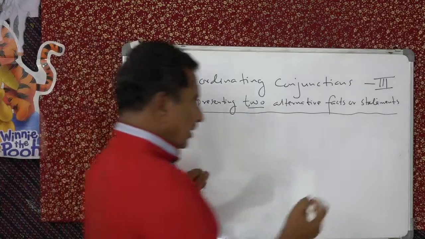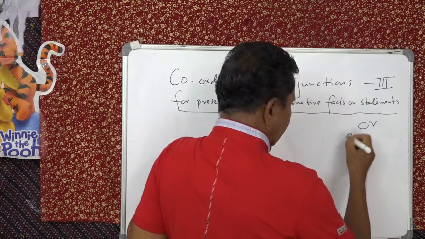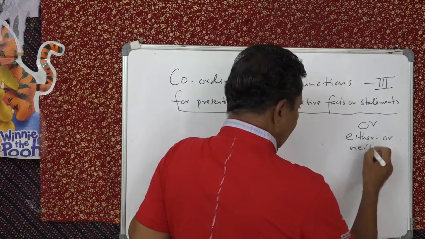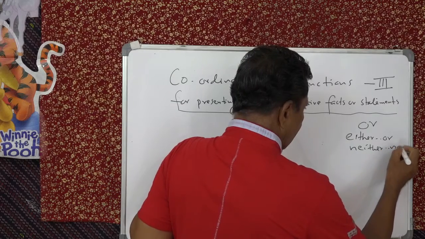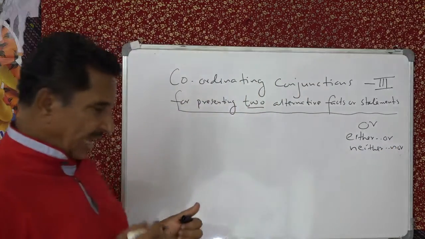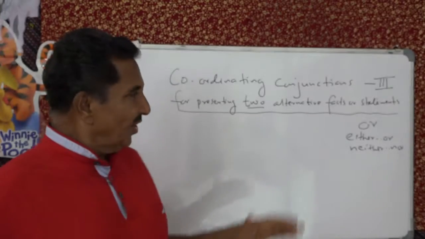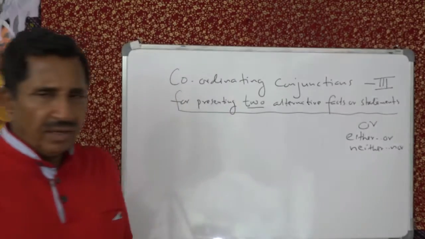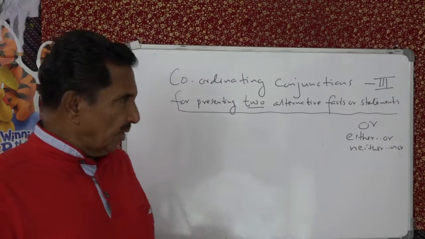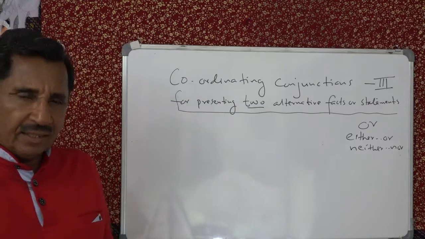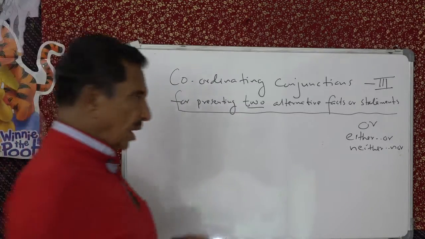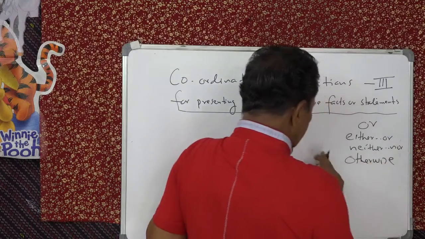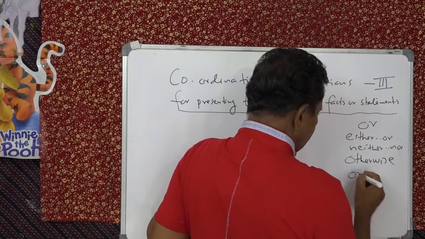Conjunctions are familiar to you: or, either or, neither nor. Some people pronounce it as either and neither. I don't know. If you want, you can pronounce it like that. I have no objection, but very often I have heard more people pronouncing this word either and neither. Neither nor, either or, otherwise, and also you have or else.